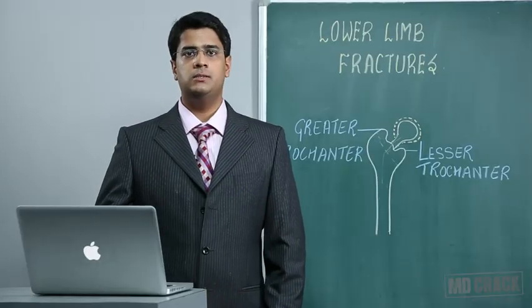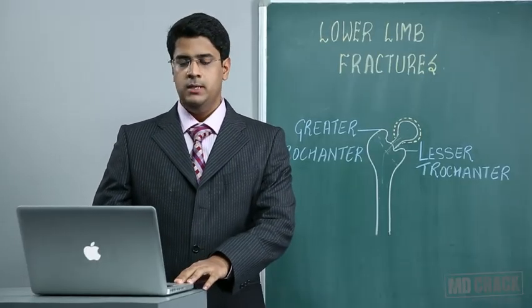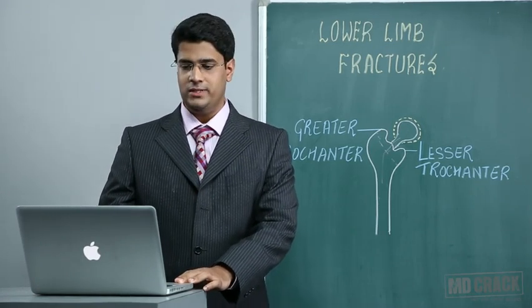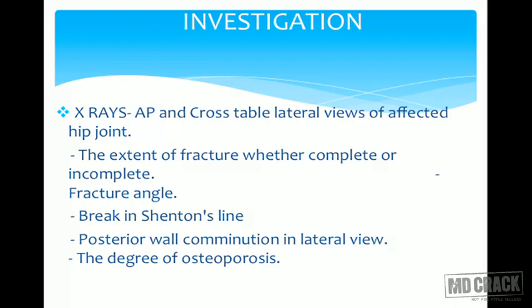Coming to the investigations of the fractures, X-rays or roentgenograms are important and always taken. Anteroposterior view and cross-table lateral views of the hip joint are a must. The affected part, suppose it is the left side, you must take in the anteroposterior view and lateral view. Always take X-rays for lower limb fractures, as maybe there could be a concomitant injury.